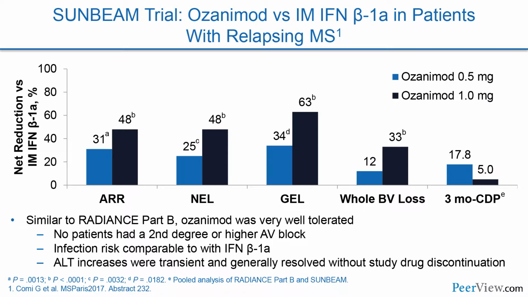Unfortunately, no significant difference in the time to 3-month confirmed disability progression was noted with either ozanimod dose as compared to interferon beta-1a in the pooled analysis of the RADIANCE Part B and SUNBEAM trials. The safety profile of ozanimod observed in SUNBEAM was similar to that observed in RADIANCE Part B.